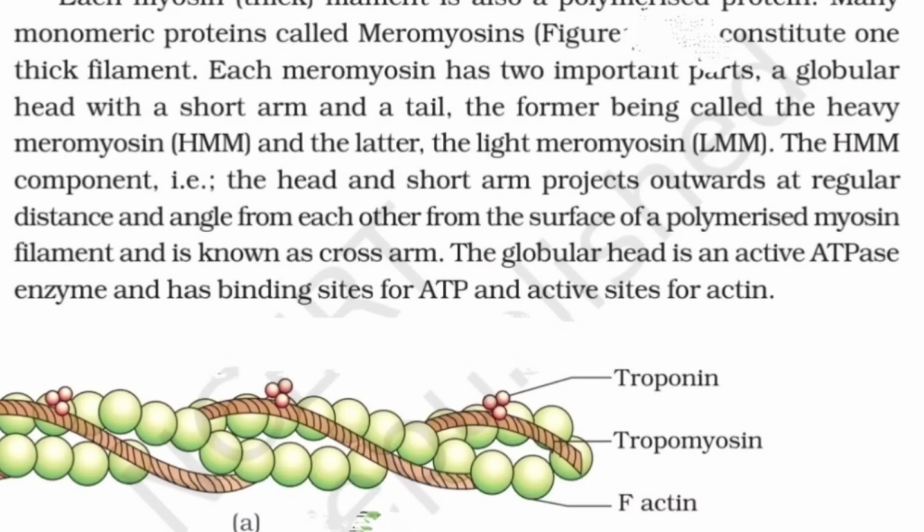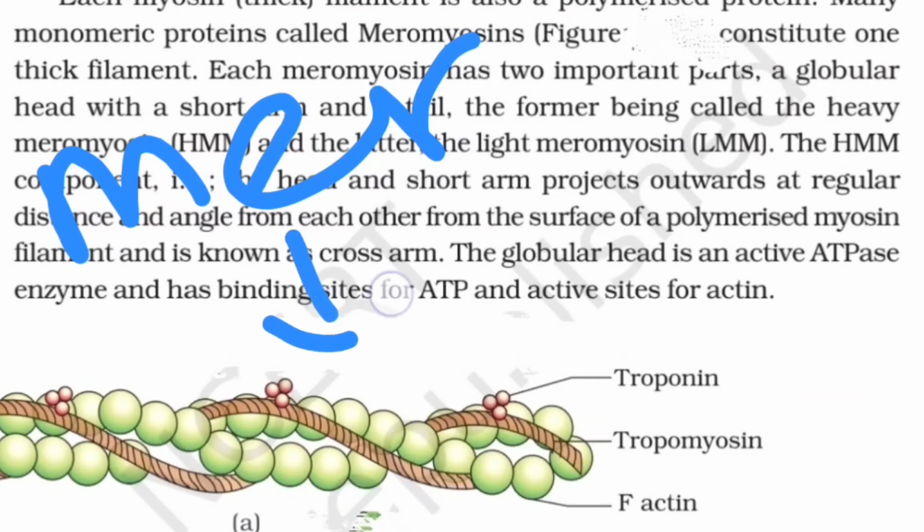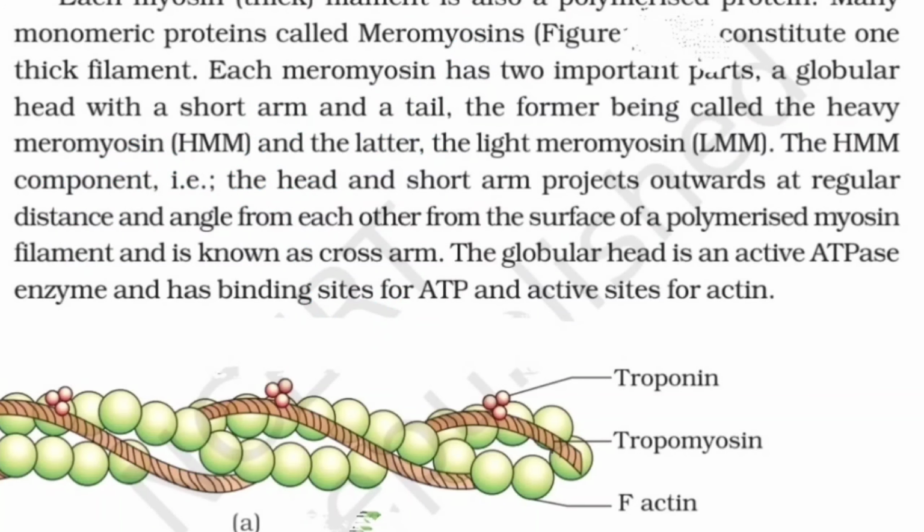In the same fashion, the myosin is also a polymer of different subunits called meromyosin. The monomeric proteins which comprise the myosin are called meromyosin. Please do remember the word mer. Whenever the word mer comes, remember that it is nothing but a chain, like polymer, monomer, dimer, trimer, tetramer, something like that.